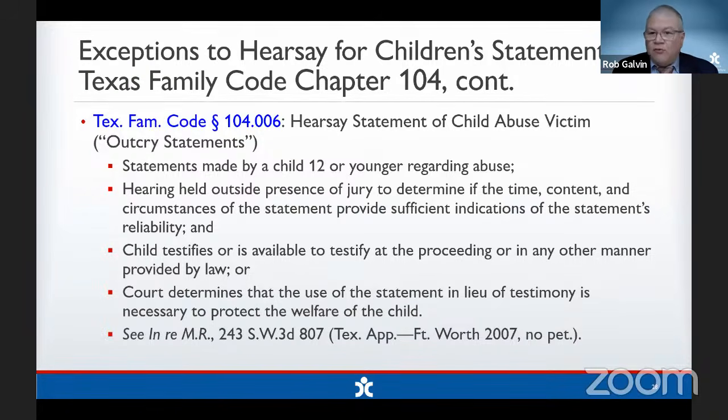Be aware that it requires a hearing to occur outside the presence of a jury, and there is actually a criteria that has to be met to identify whether the circumstances of the statement provide sufficient indication of the statement's reliability. So be very aware that there's an actual hearing that needs to take place. Even if it's a bench trial, these are the qualifications. I've heard too many times where someone's like, it's a hearsay statement by the child, an outcry statement. It doesn't get in that way. You've got to have that preliminary hearing to qualify that statement for it to come in. Next slide, please.